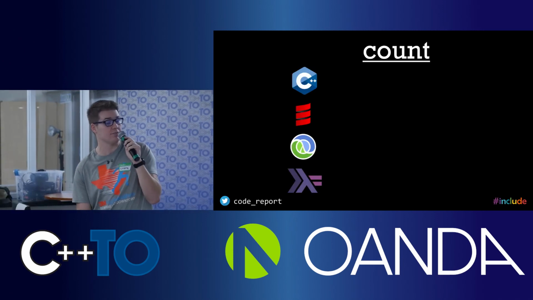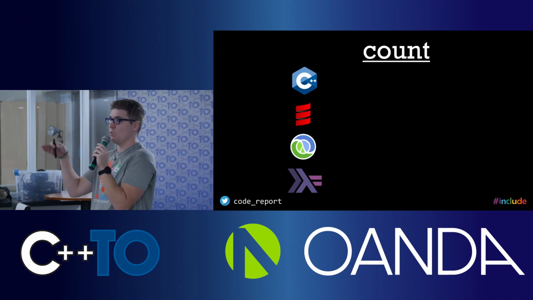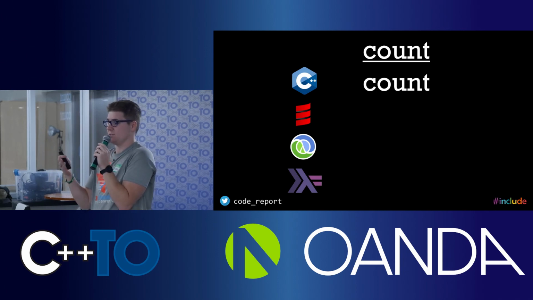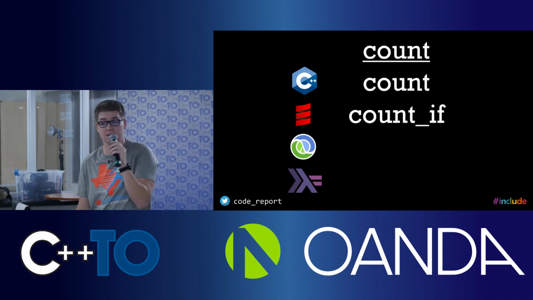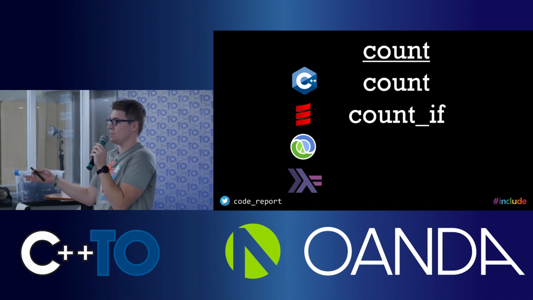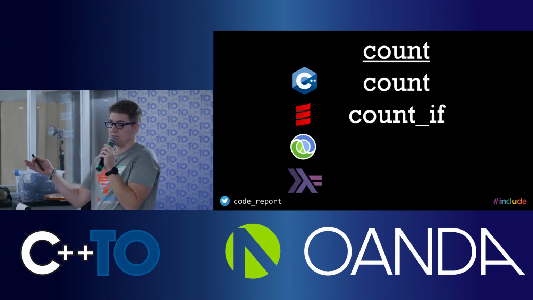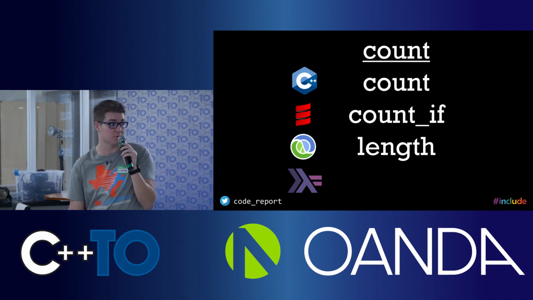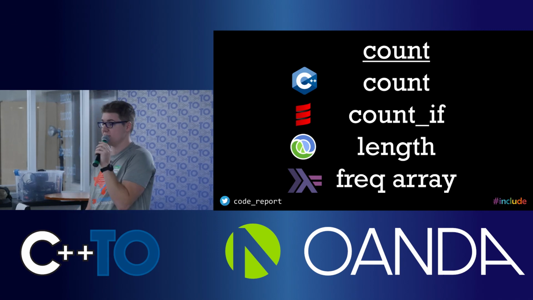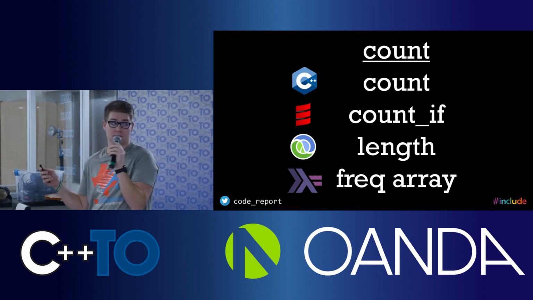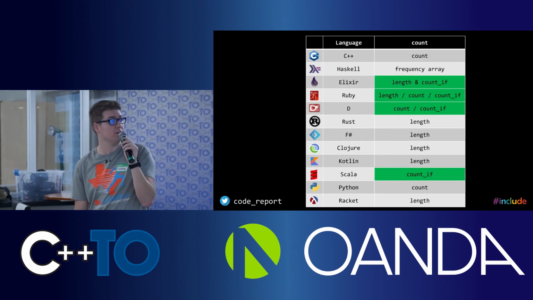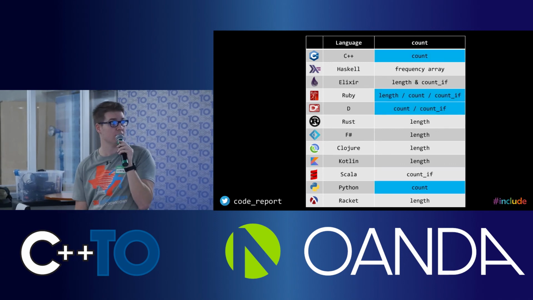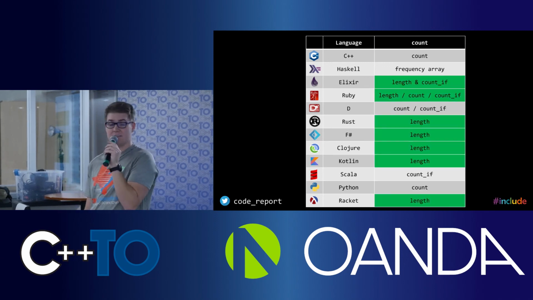And last but not least, we have count. So this is the algorithm name count. What does it do? In C++, it does what you might expect. Given an element, it just counts how many of them there are. In Scala, it does the equivalent of count_if in C++, where it takes a predicate and tells you how many times that's satisfied. In Clojure, it gives you the length. And in most functional languages, it actually does that. And in Haskell, it's a frequency array, so it counts the number of times each of the elements exists. So very confusing. If we take a look, these are all the languages where it's a count_if. These are all the ones where it's a count. These are all the ones where it's a length.